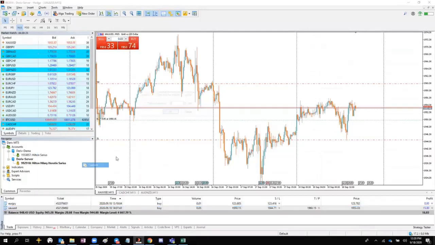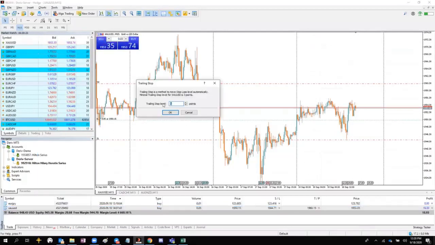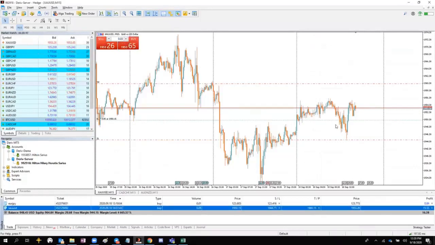Trailing stop, custom, 30 pips. But this tool represents the value that you're putting in points. So I'd have to put 300 to represent 30 pips, because a pip is a point divided by 10, right? And I press OK. Notice what is going to happen here.